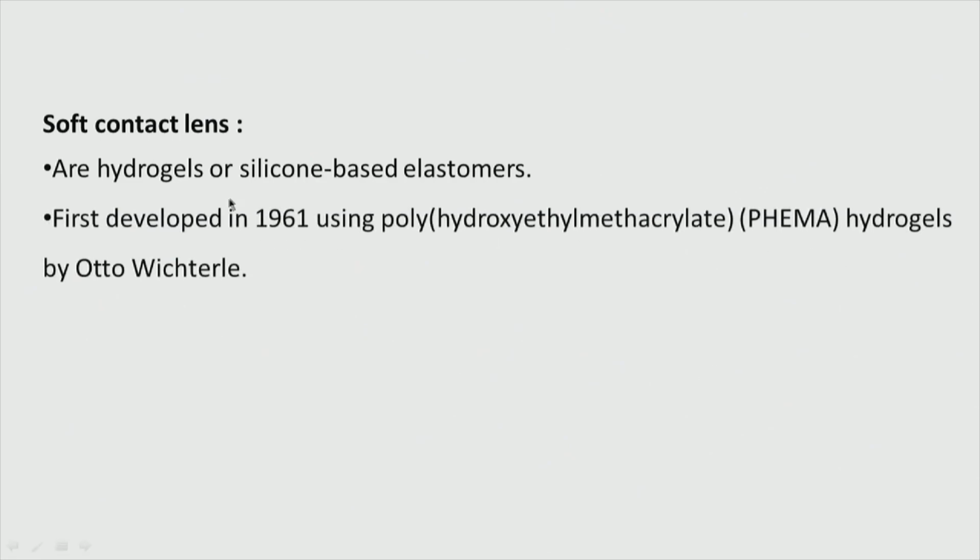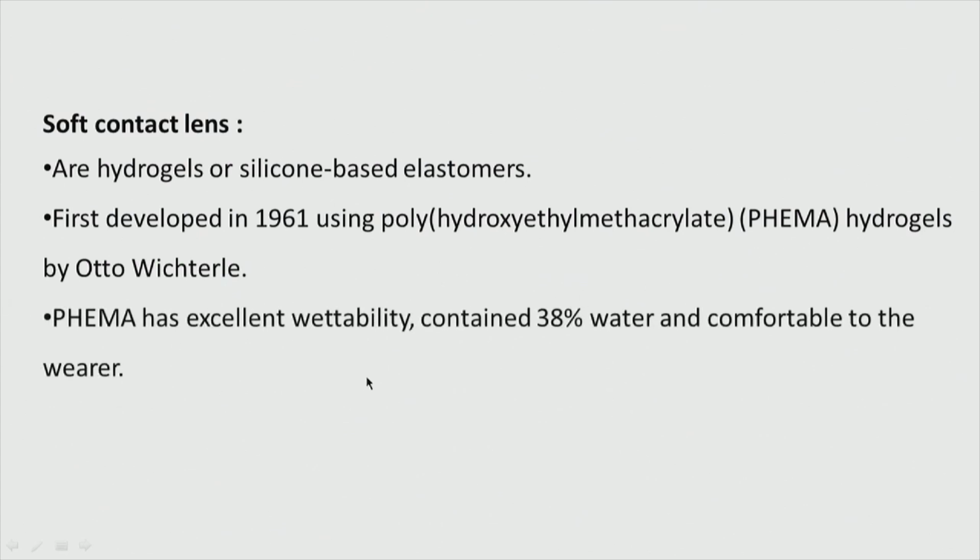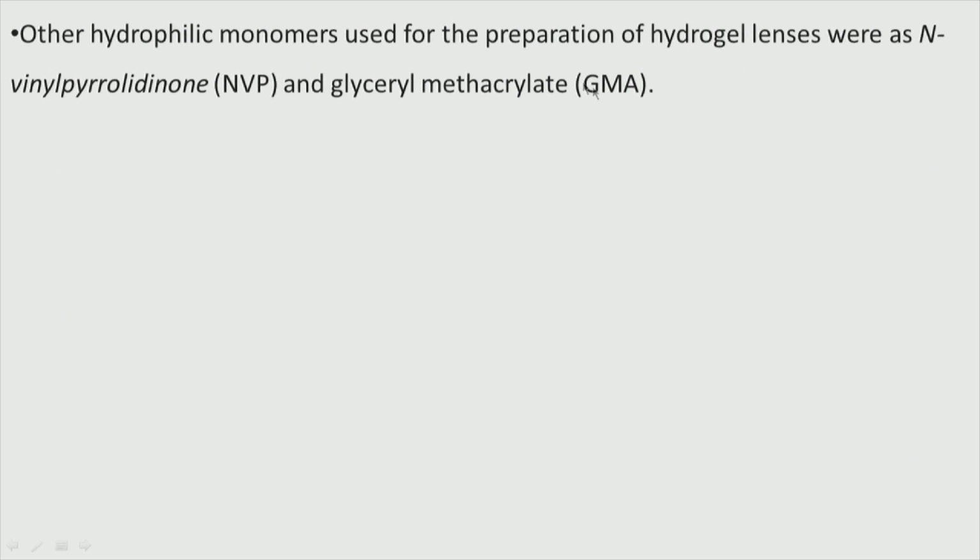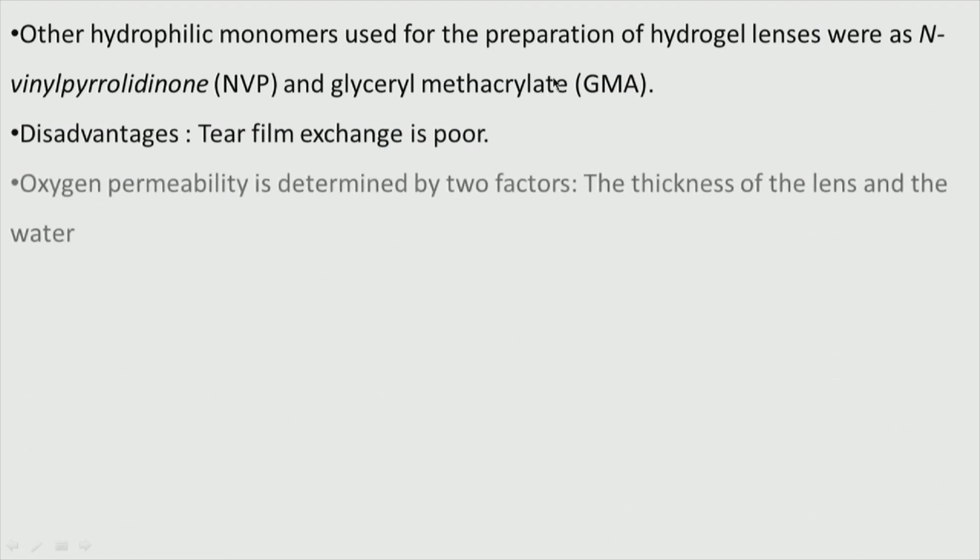These are all hydrogels or silicon based material, polyhydroxyethyl methacrylate hydrogels, discovered in 1961. They have very good wettability, contain 38% water, and are comfortable to the wearer. So that is the soft contact lenses. Other hydrophilic monomers used for the preparation of hydrogel lenses are N-vinyl pyrrolidone and glyceryl methacrylate. Of course, one disadvantage is that they can get torn.